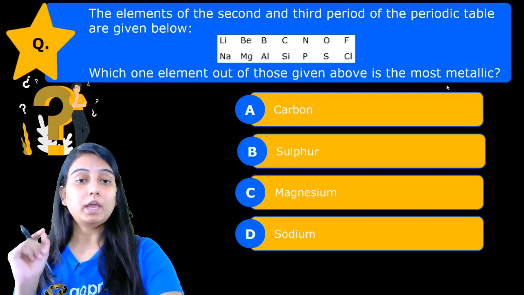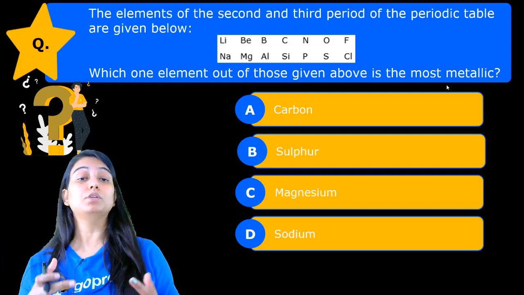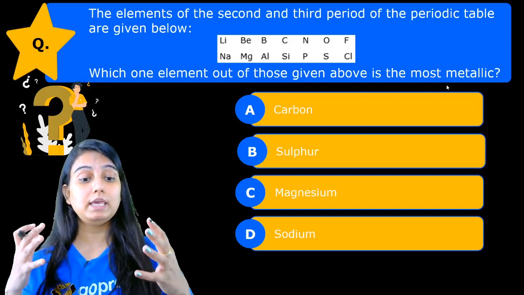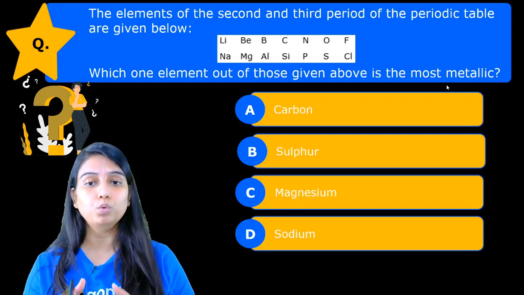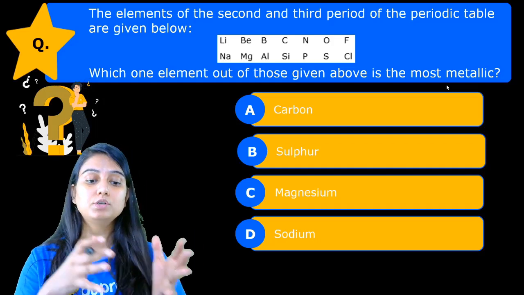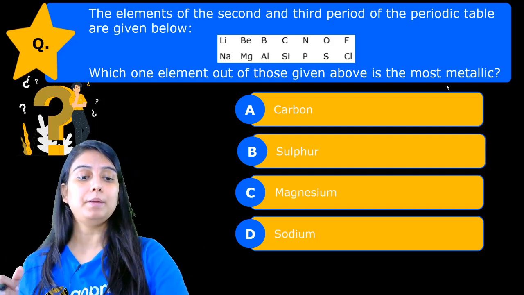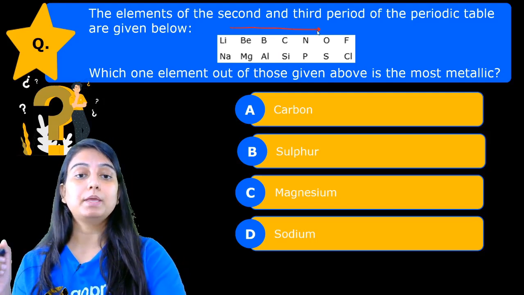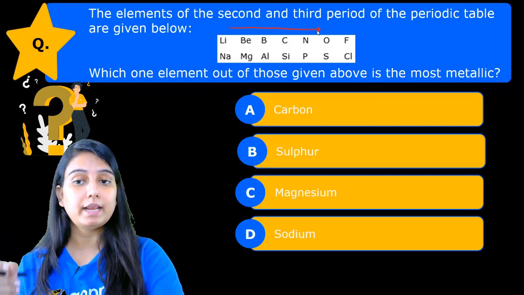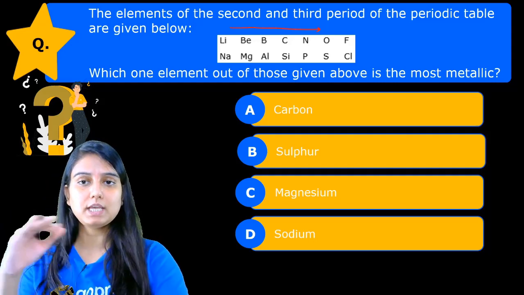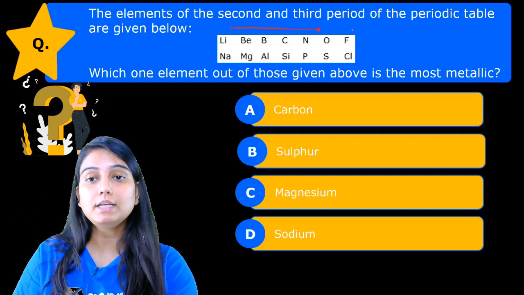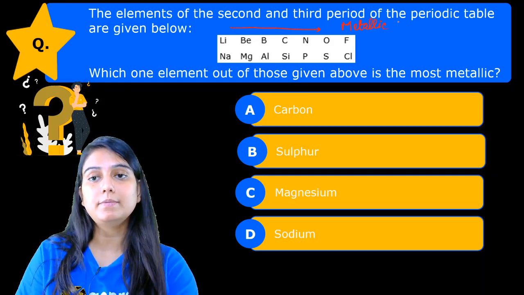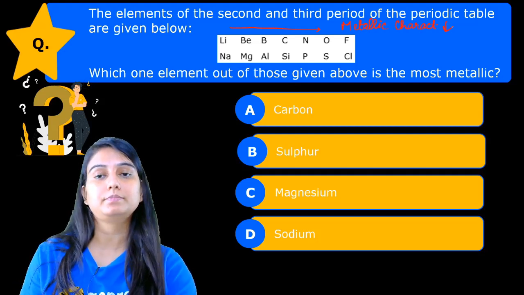देखिए बच्चों, एक बहुत इम्पॉर्टेंट कॉन्सेप्ट है about the periodic table, जो कि ये है कि as you move in a period from left to right, आपके एलिमेंट का मेटलिक कैरेक्टर डिक्रीज होगा. जैसे आप लेफ्ट टू राइट मूव करेंगे, metallic character will decrease.